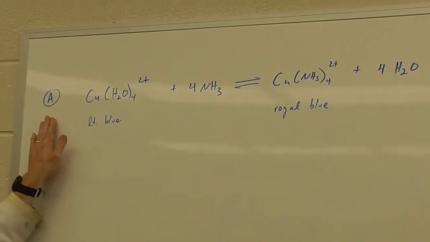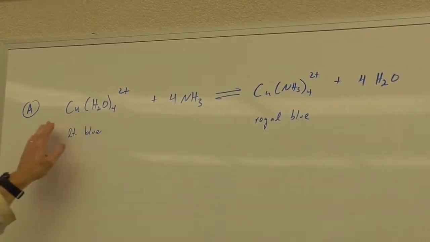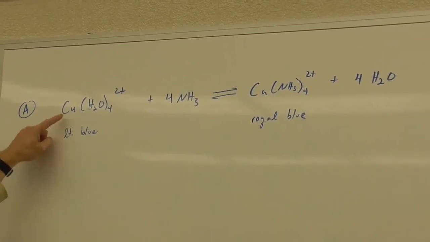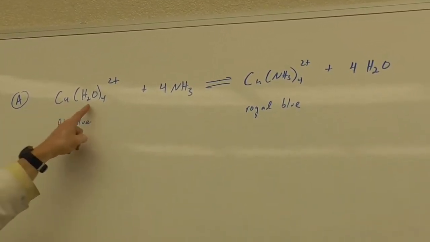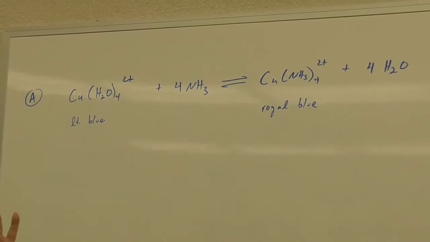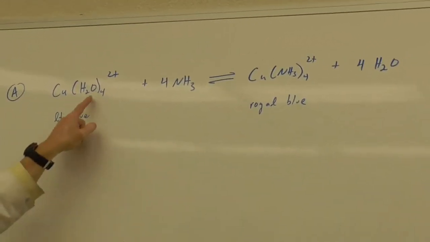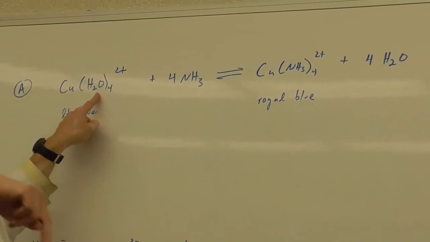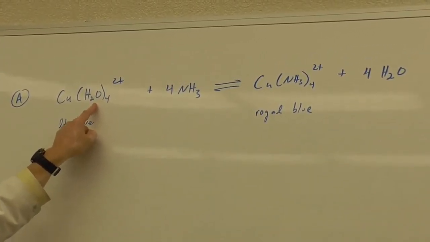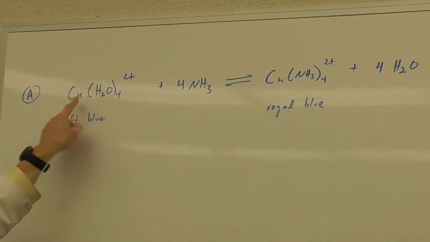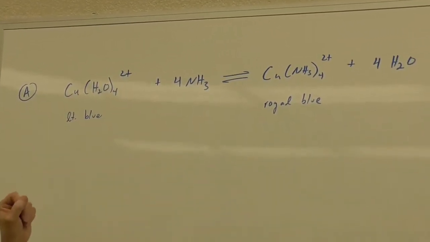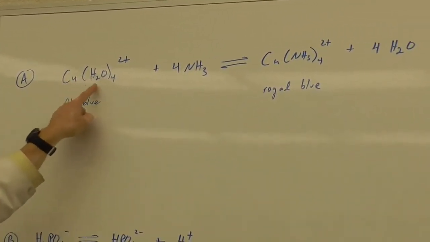Part A, let's talk about that. This is the exact reaction we'll be doing. Copper with water attached, 4 of them. So we have a copper 2+, it's in the water, it's aqueous, and there are 4 waters literally attached to that copper. It makes sense because the water has lone pairs of electrons, the copper is 2+, and so they're going to be attracted. So it's surrounded by 4 waters.